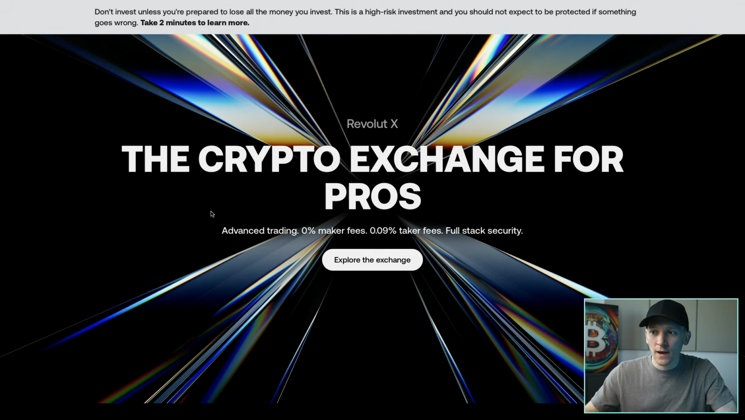If you go over to Revolut X, you get 0% maker fees and 0.09% taker fees. I'll explain the difference between that during the trading section of this video, but definitely send your money over to Revolut X and trade on there. You just get cheaper fees.